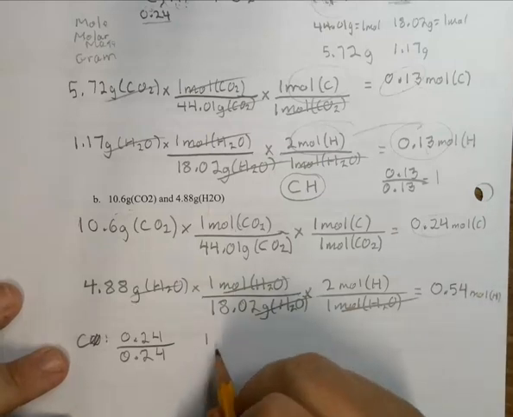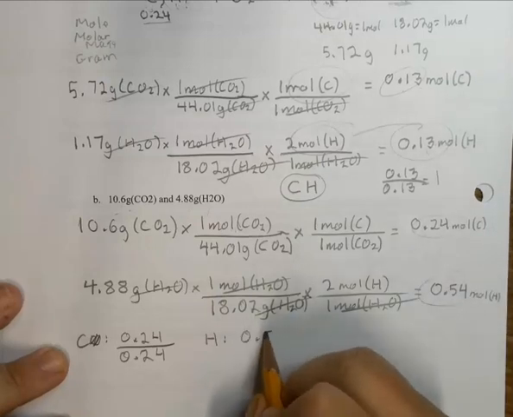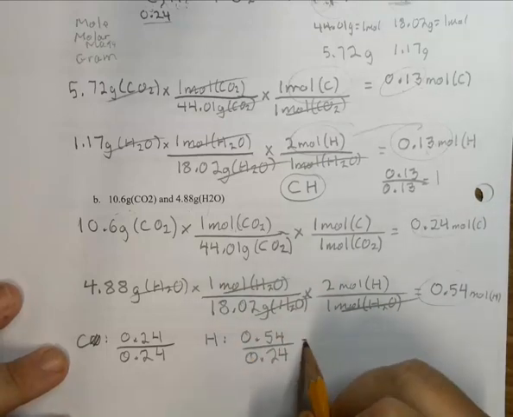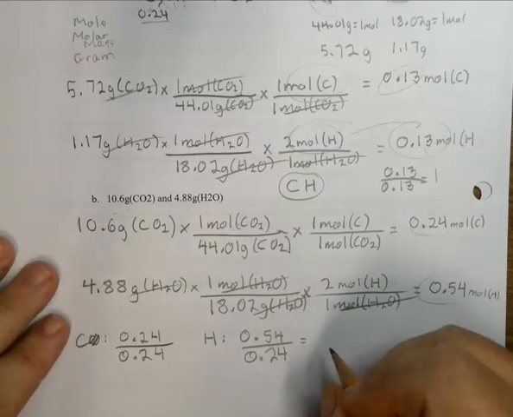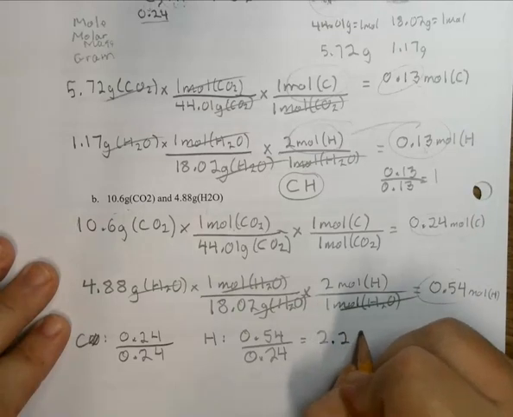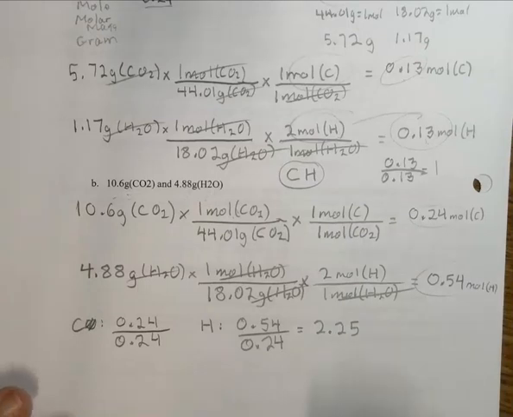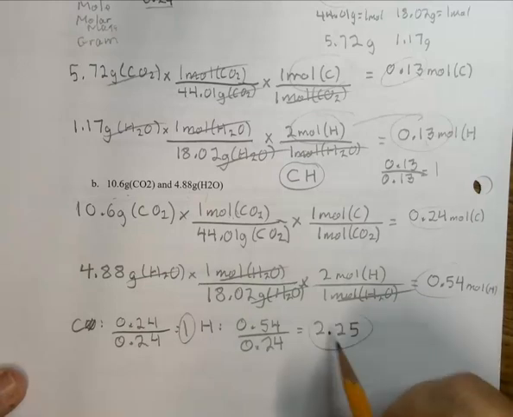And for hydrogen, we have this number, 0.54 over 0.24. Again, we don't have to put units because they're all going to cancel out. Okay, and what does that give us? That's going to give us an interesting number. It's not going to be a whole number. It's 2.25. We saw that number before in a previous problem, right? Okay, so there you go. So this one equals 1 for carbon, and for hydrogen it's 2.25.